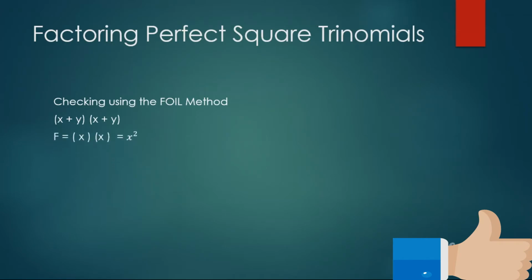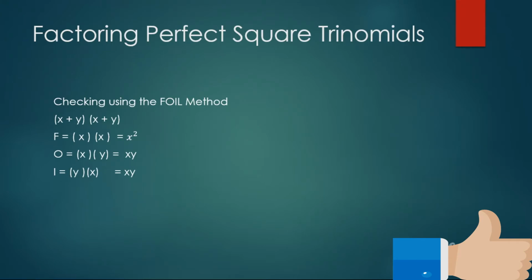So, unahin po natin yung first terms. Ang first terms po natin ay x at x. X times x is x squared. Ang outer terms naman po natin ay x at y. So, x times y is xy. Ang inner terms naman po natin ay y times x. So, equal po yun sa yx or xy.